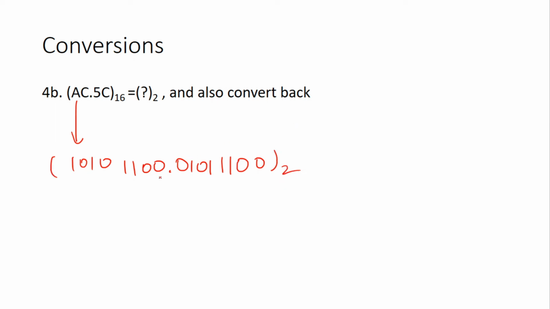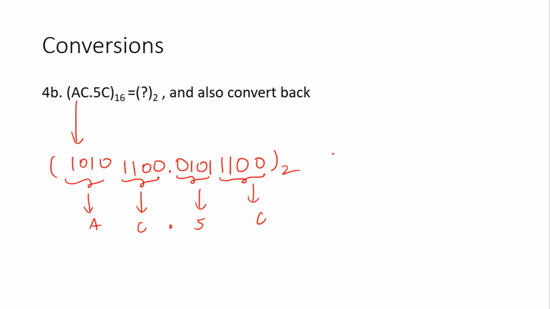And if we were to convert back, how are we going to do that? We're going to make groups of 4 for hexadecimal, starting from here, and then we are just going to look back into the table and simply write the hexadecimal equivalent. So this is 5, this is C, and this is A, and the dot is here.